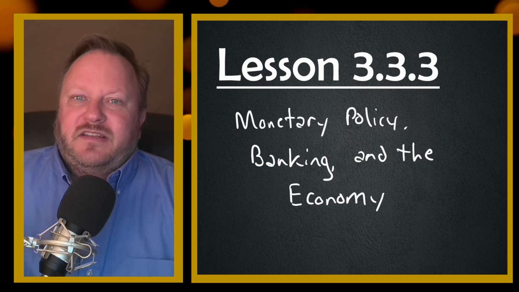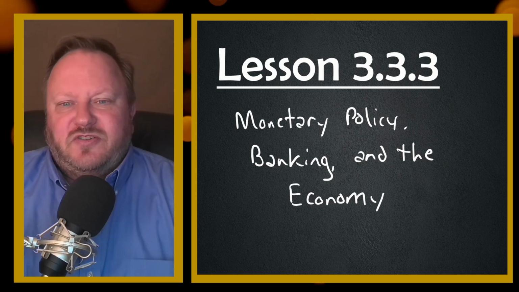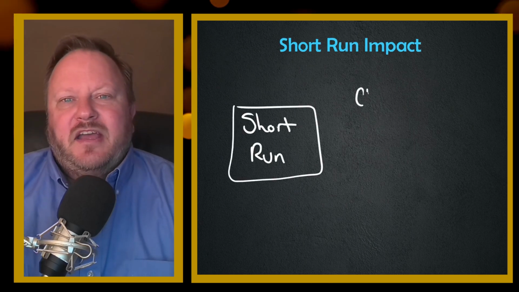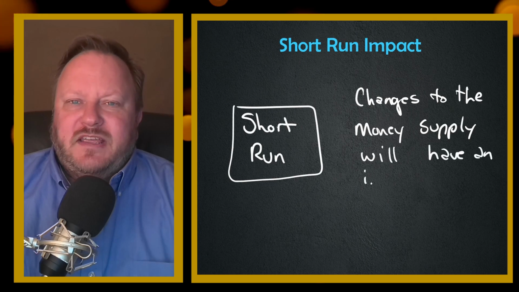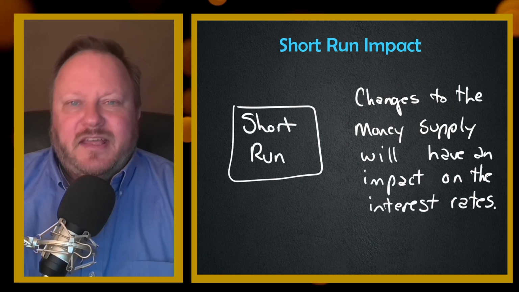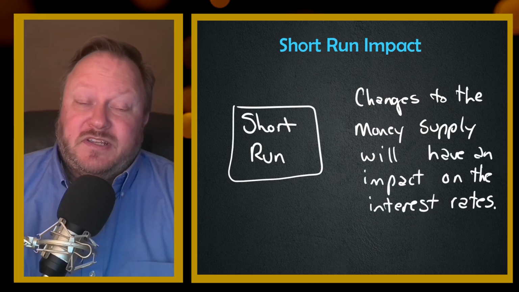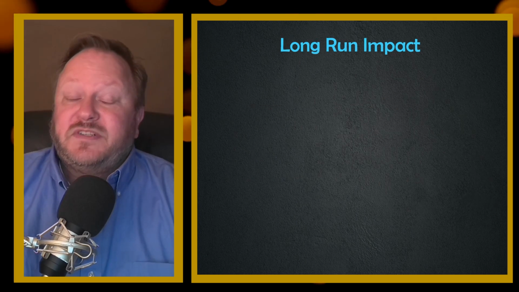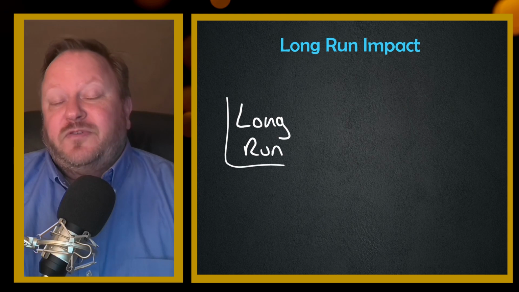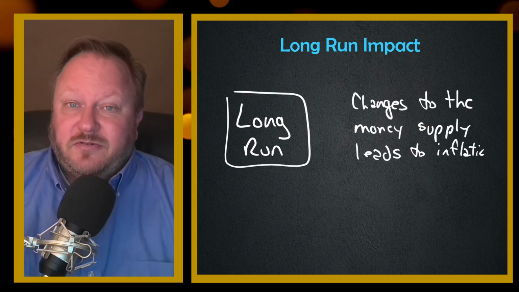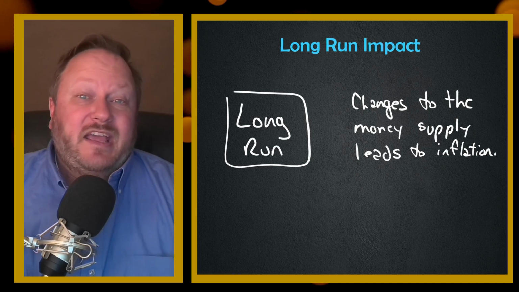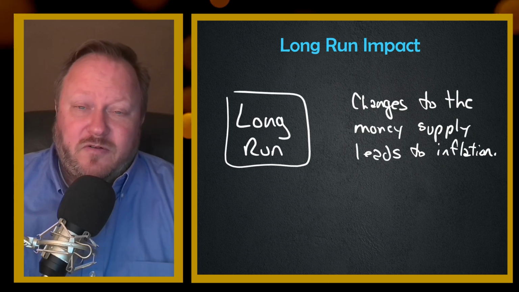In the short run, the monetary policy changes that are introduced, particularly in regards to money supply, are going to have a short-run impact on interest rates. That's where you're going to see the impact first. But in the long run, the impact tends to be measured in terms of inflation. So if you increase the money supply or you decrease the money supply, you're having an impact on inflation. And historically, we see this over and over again.